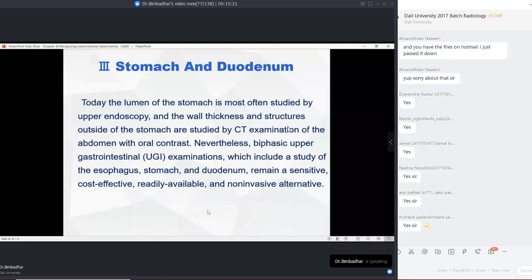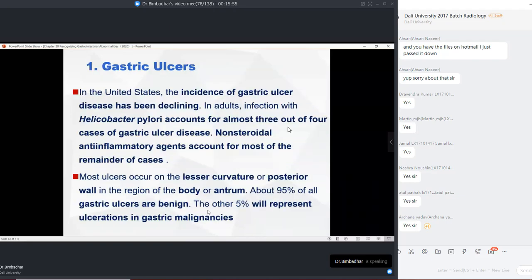Generally speaking, upper GI endoscopy is used for both diagnostic and therapeutic purposes. We will study how it is both diagnostic and therapeutic. But CT examination, barium study, or fluoroscopy is not therapeutic. It is mostly diagnostic. Diagnostic accuracy is much higher, but the benefit of an upper GI endoscopy is that it is both diagnostic and therapeutic, right?